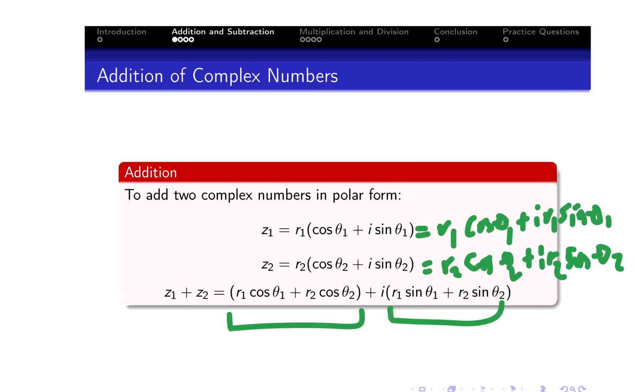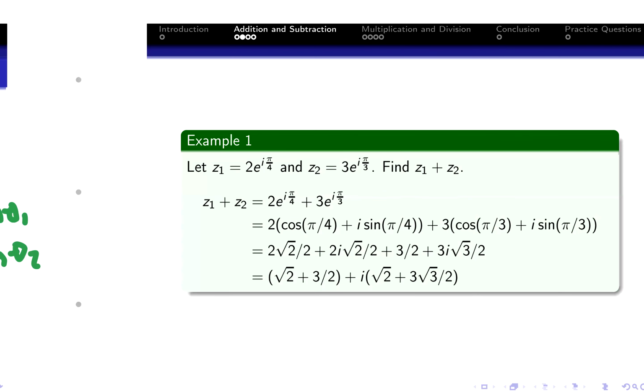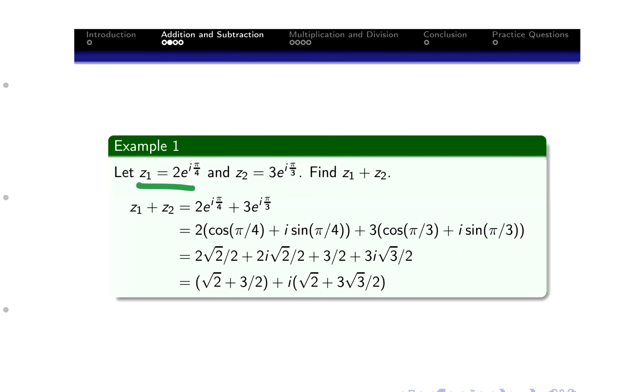So let's take one example to see how this looks. This is Z1, which is 2e^(i pi/4). Pi is 180 degrees, so 180 over 4 is 90 over 2, which is 45. So this is 45 degrees. That's your Z1. And then Z2 is 3e^(i pi/6). That's 180 over 6, which is 60 degrees, right?